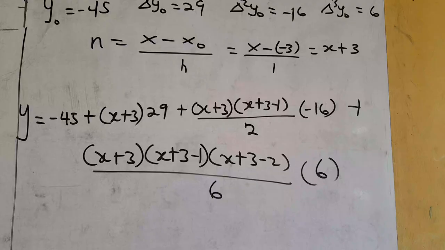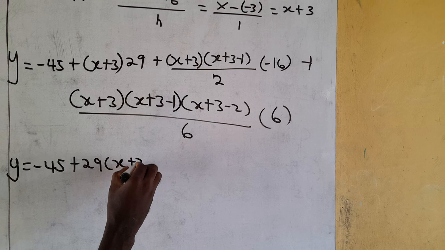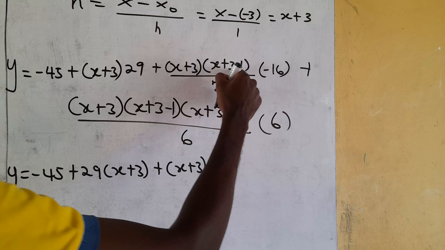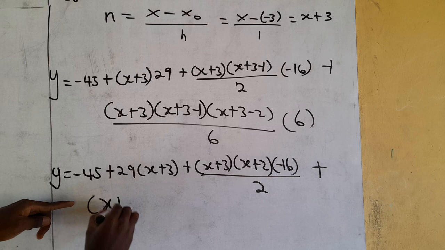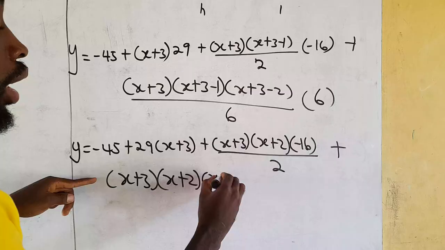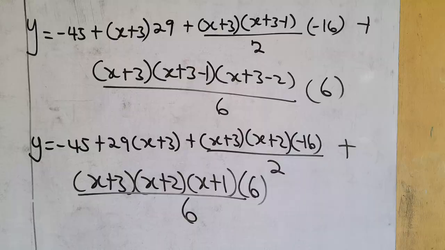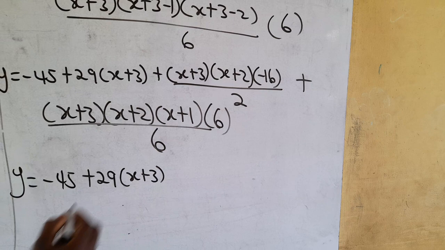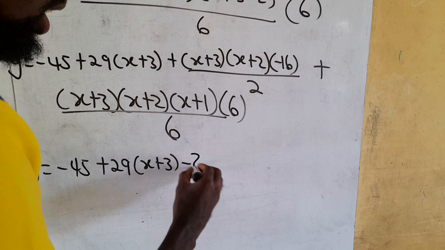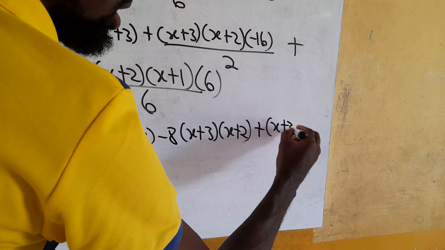So I'll polish this further, we can get y is equal to negative 45, then plus 29 times x plus 3, then plus x plus 3, then x plus 3 minus 1, that will be x plus 2, times negative 16 all over 2, then plus x plus 3, then x plus 2, then x plus 1 all over 6, then times the 6 here. So on polishing further again, we'll get our y to be equal to negative 45, then plus 29 times x plus 3. Before I simplify, 2 will go into negative 16 8 times. So I'll get minus 8 times x plus 3, x plus 2. Then this, we divide by 6. We'll get x plus 3, x plus 2, then x plus 1. I hope you get that.